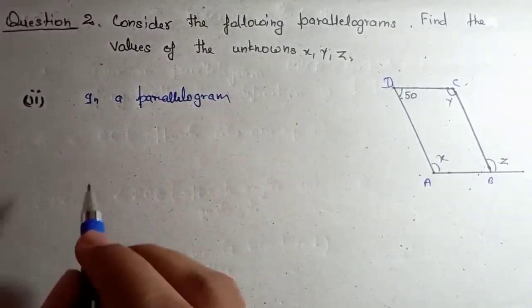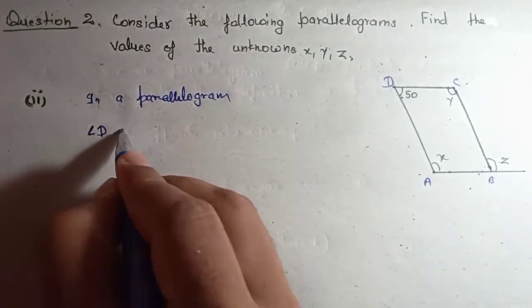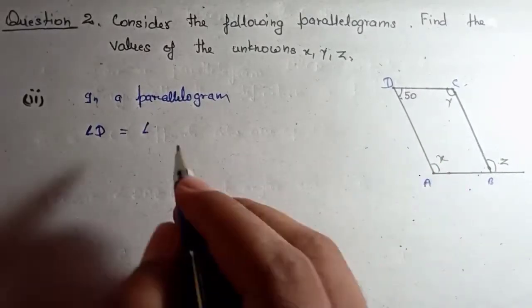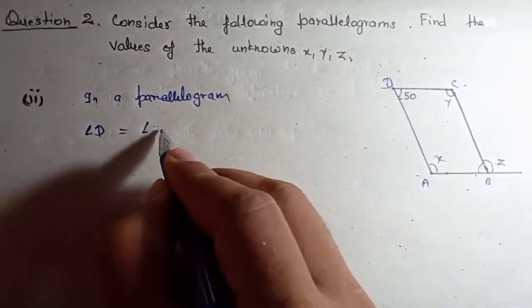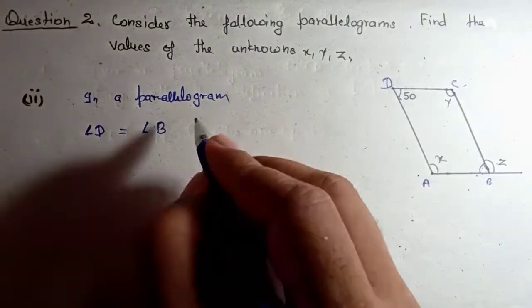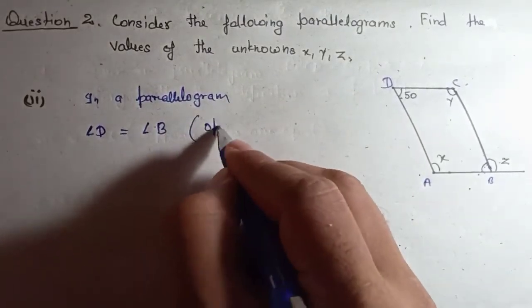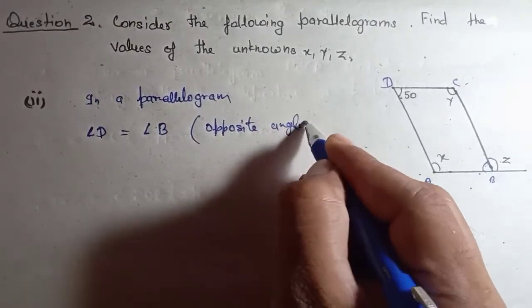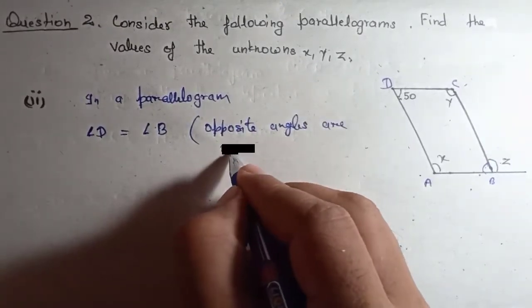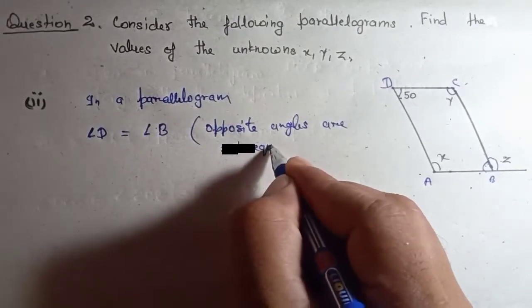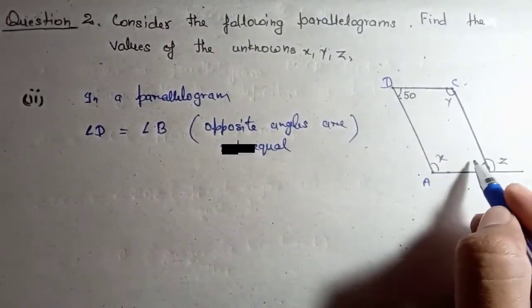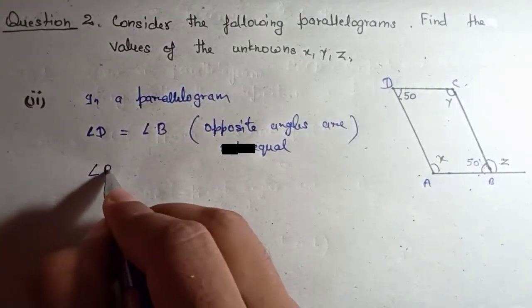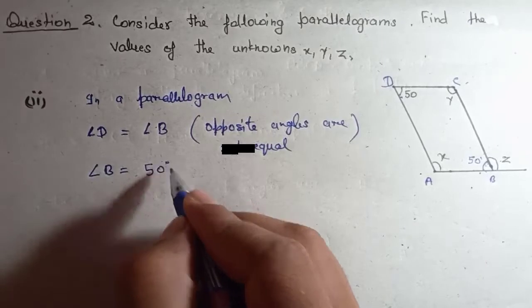In this parallelogram, angle D is equal to angle B. Here this is the angle B. Why? Because opposite angles are equal. So you can write this is also 50 degrees. So angle B is equal to 50 degrees.